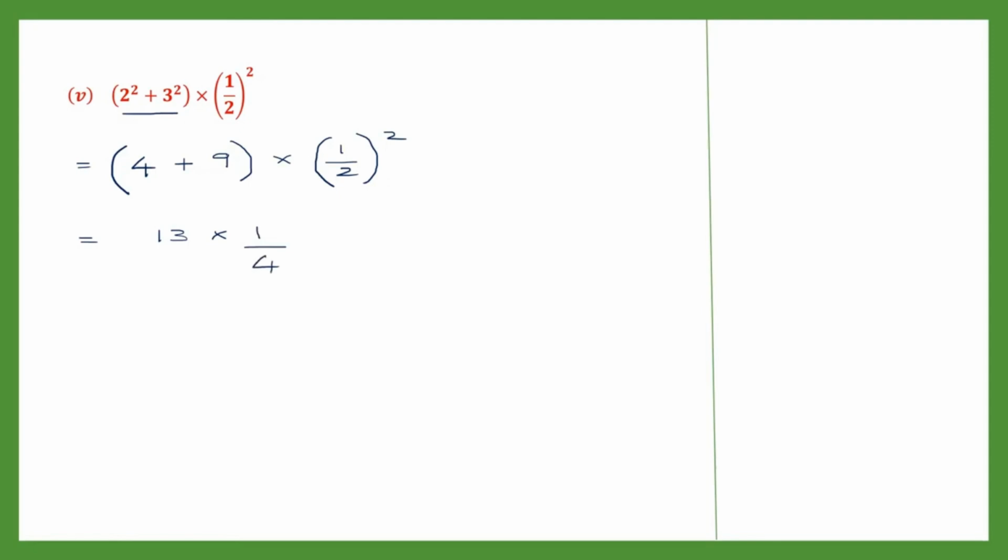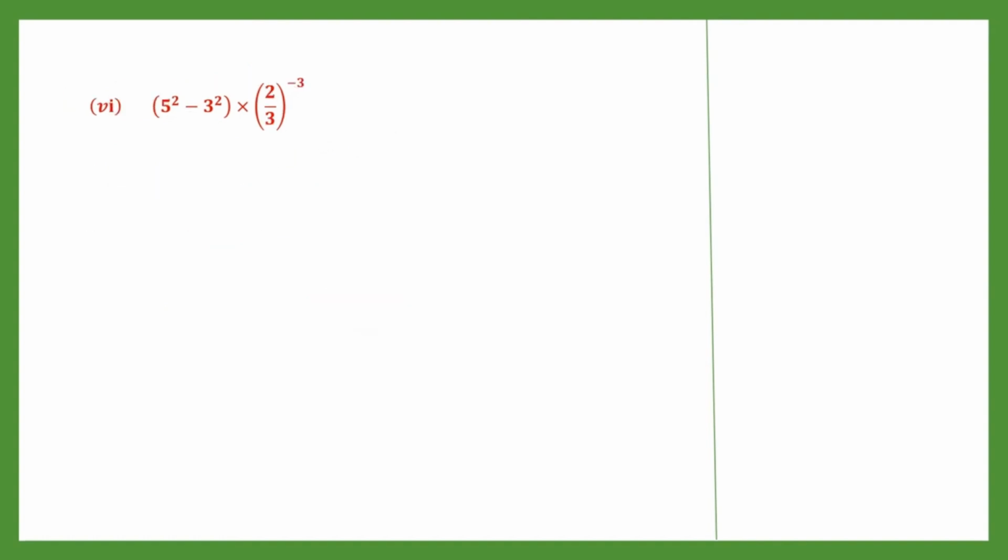1 by 4. So 13 into 1 is 13, and in the denominator we have 4, which is an improper fraction. We can convert this to a mixed number. Divide 13 by 4. 4 threes are 12. What is remaining is 1, and the denominator is 4. So what is our answer? 3 1 by 4.